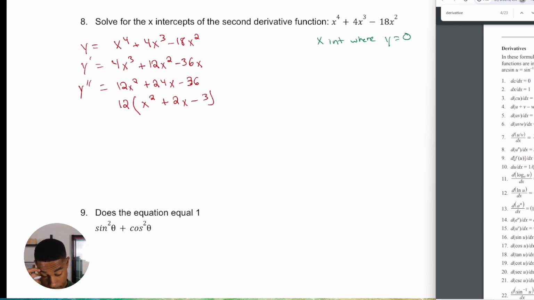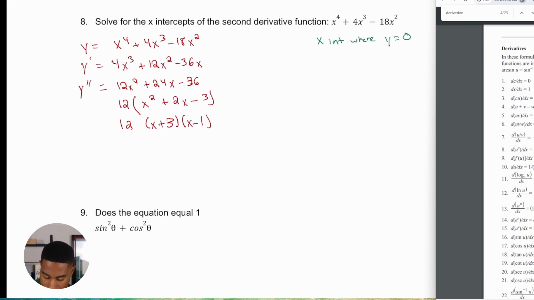Can I factor this down anymore? What can I add together to equal 2 and multiply together to get a negative 3? Well, I can do x plus 3 and an x minus 1, and that'll give me what I need.